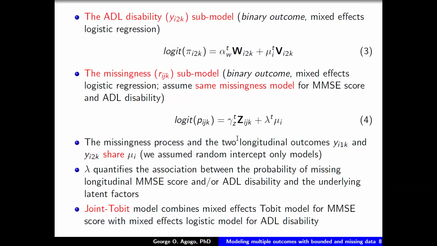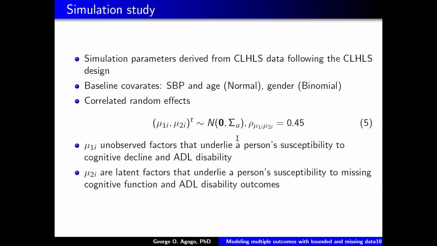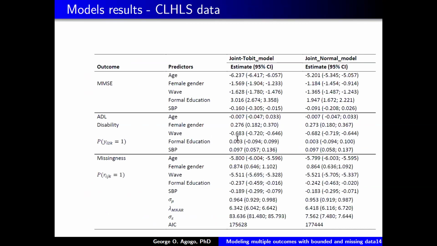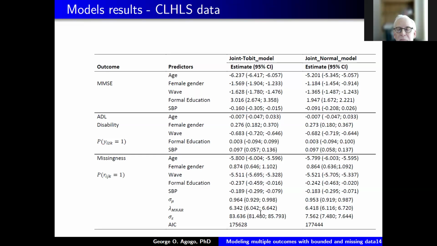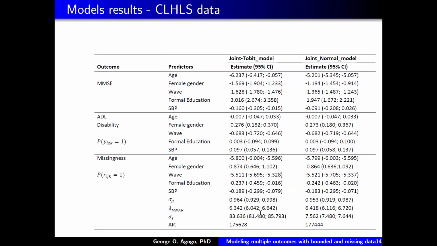Another thing, Terry, is the value of lambda here, which I think was about 6 something. So it was very significant. If you go back to the results, this lambda here is very significant. A value of 6 and the confidence interval does not contain 0. So it means that actually those latent factors do influence the outcome in subsequent waves.